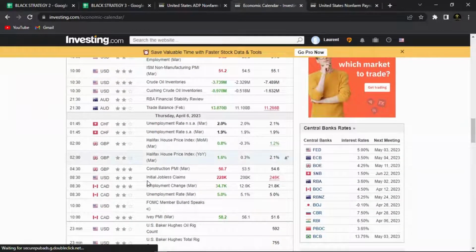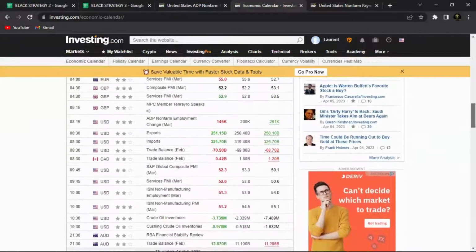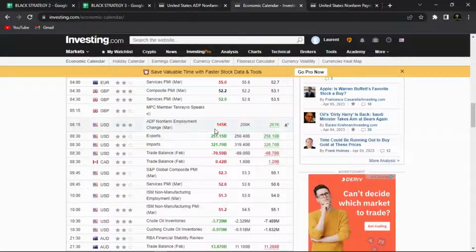The second one is the initial jobless claims. This one comes out on Thursday, right? So it's another great indication of what's really going to happen on the non-farm payroll on Friday. So what do you really look at on these fundamentals? Obviously, you need to look at the impact in the market.